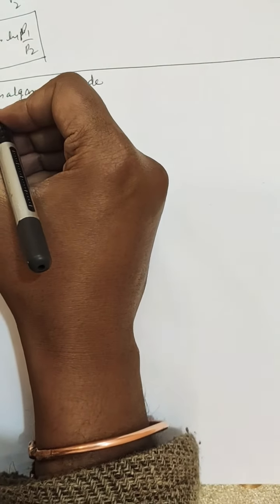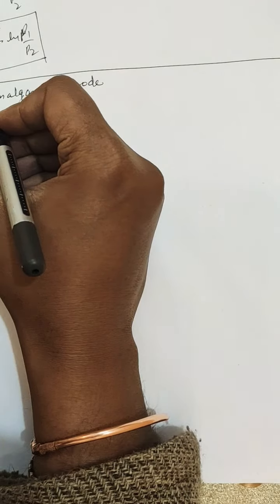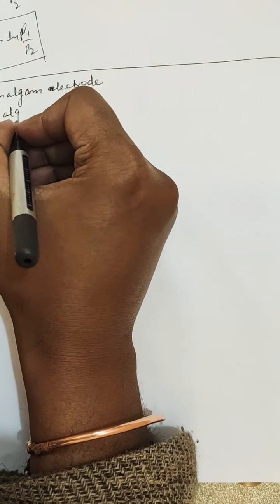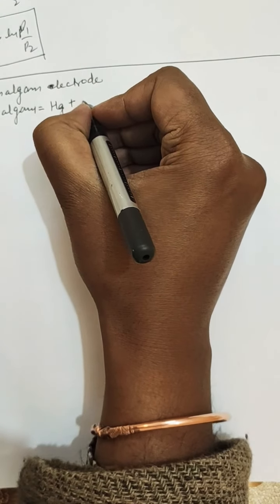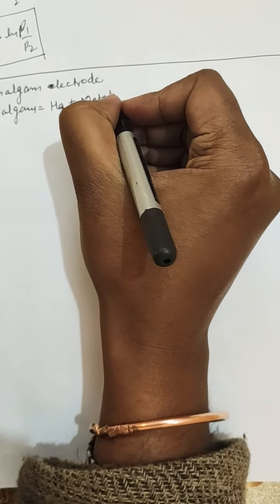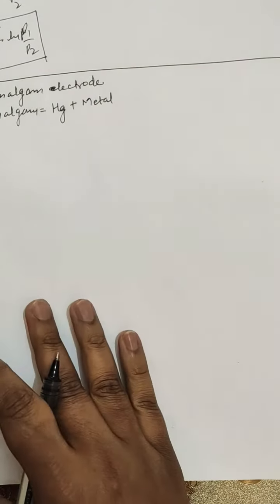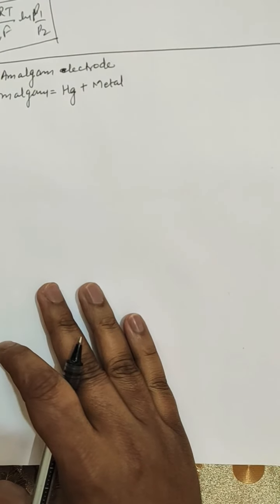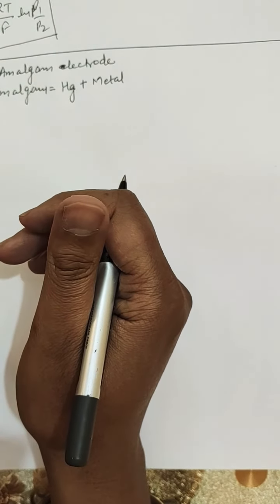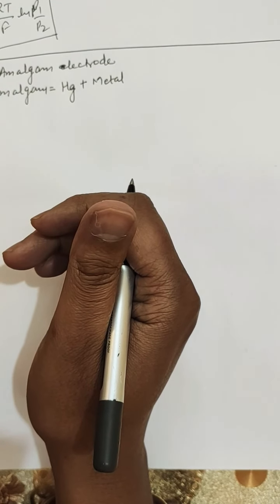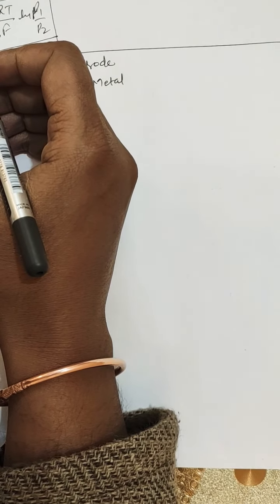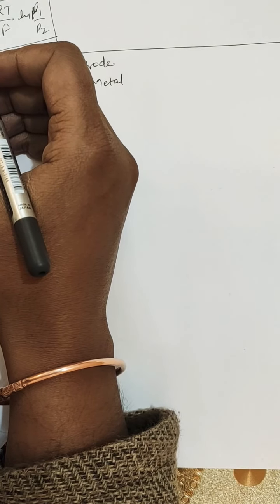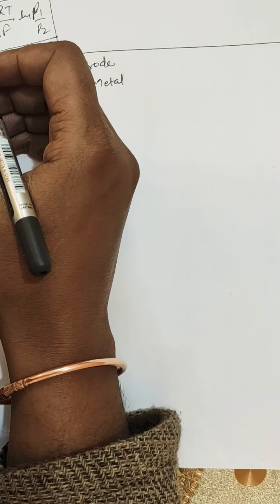So what is the meaning of the word amalgam? Amalgam simply means when mercury is mixed with some other metal. So when mercury is mixed with some other metal, it will be called an amalgam. So this time we will study the amalgam electrode concentration cell. In this type of cell, electrodes of metal amalgam are dipped in the same solution of metal ion, but the concentration of the metal is different in both the electrodes.